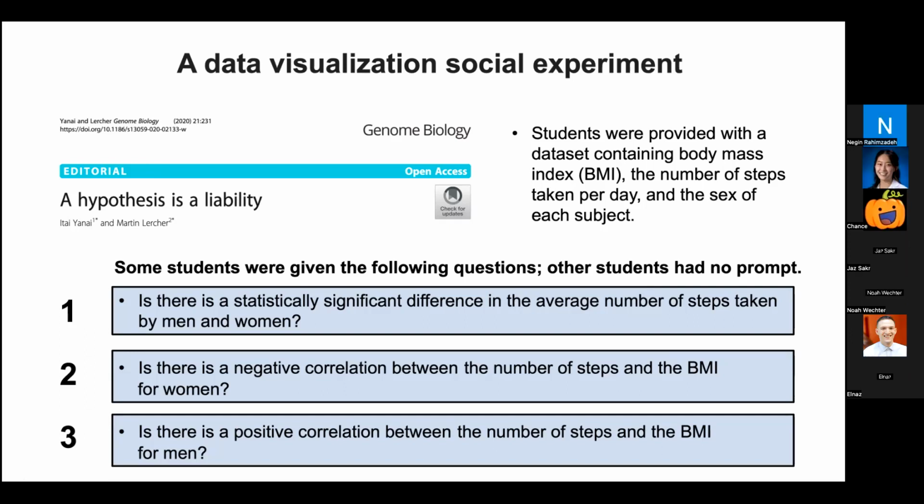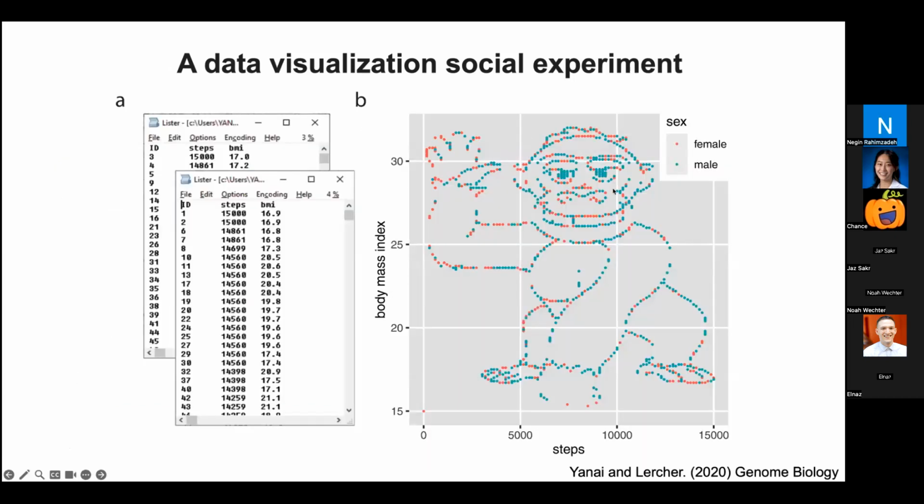The other group was given three hypotheses: is there a statistically significant difference in the average number of steps taken by men and women? Is there a negative correlation between BMI and number of steps for women? Is there a positive correlation in men? To answer these three questions, you don't really need to do any data visualization, right? But what happens when you plot the BMI by the number of steps taken is you get this graph, which is just a gorilla waving at you, right?